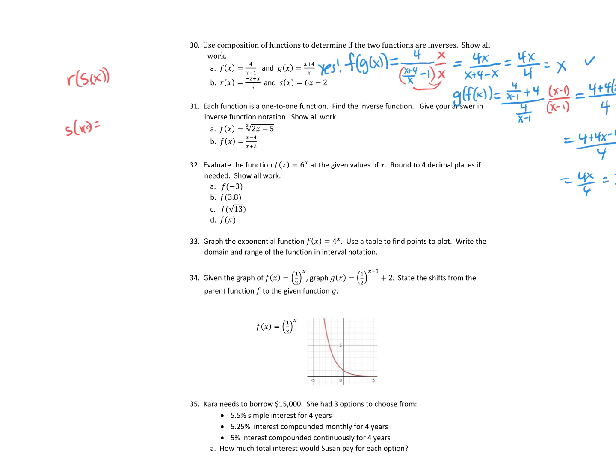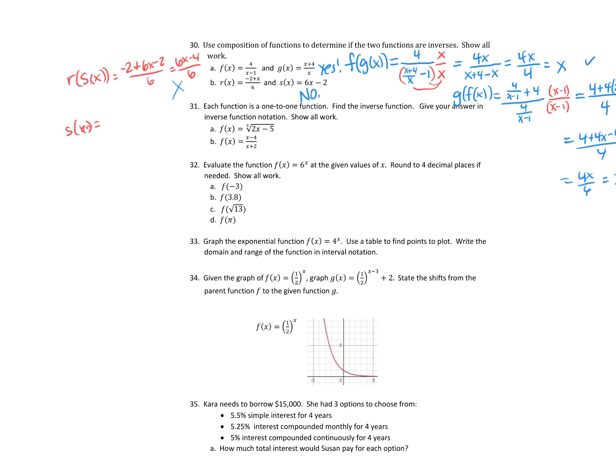Okay, so if I take s and plug it into r, I have negative 2 plus, and then I'm going to plug in 6x minus 2 over 6. And so that gives me 6x minus 4 over 6. So that one does not work. It doesn't give me just an x. So this is no.